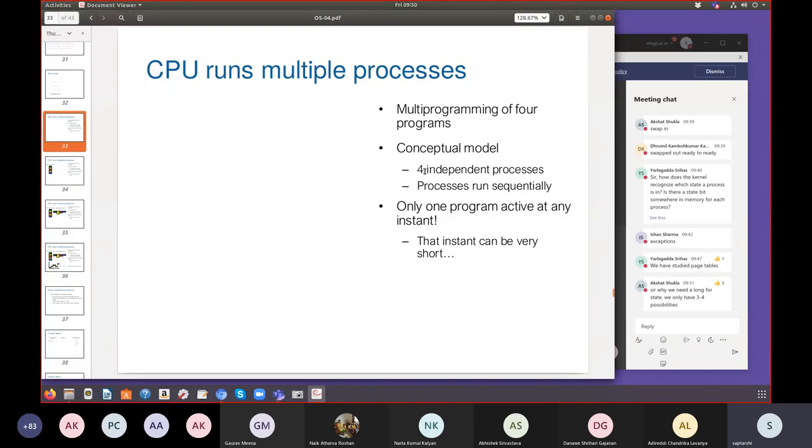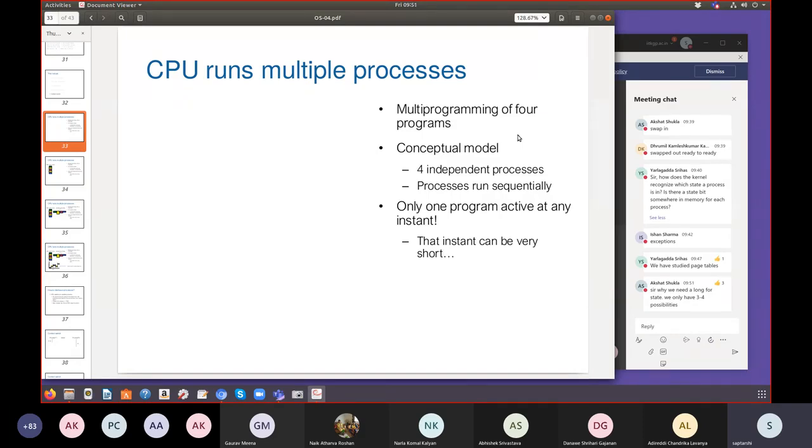Just to explain this, let us consider a multi-programming of 4 programs: P1, P2, P3, P4. We are not actually demonstrating the mechanism here. We have in fact discussed the mechanism of context switch earlier, but this is just a conceptual model of 4 processes running in a multi-programming environment.